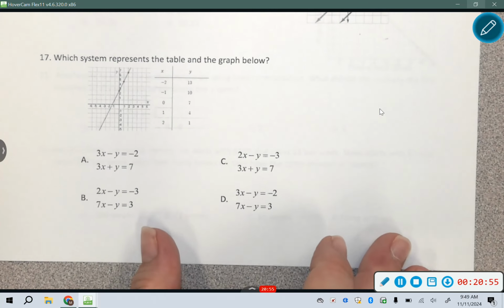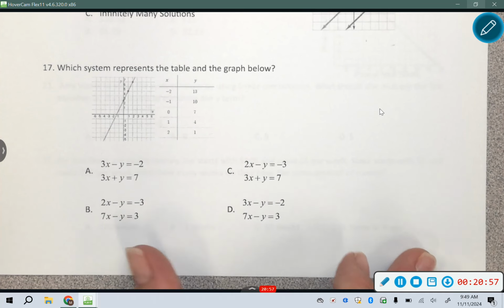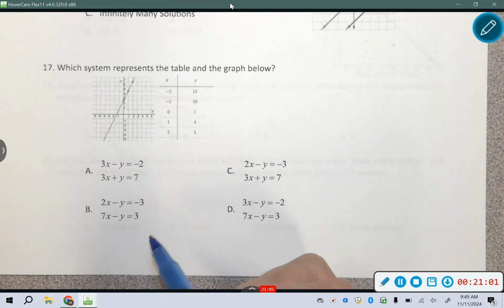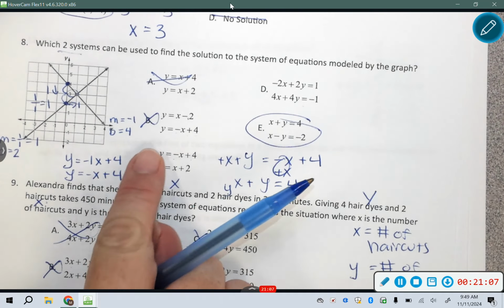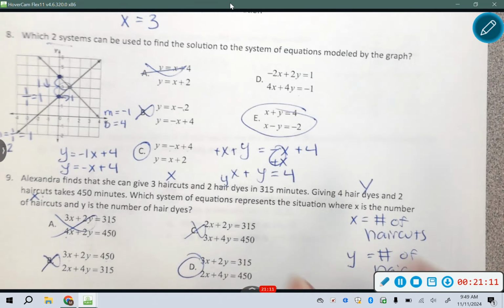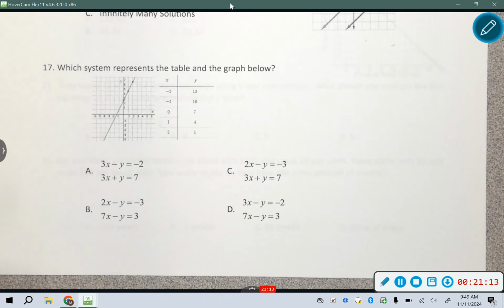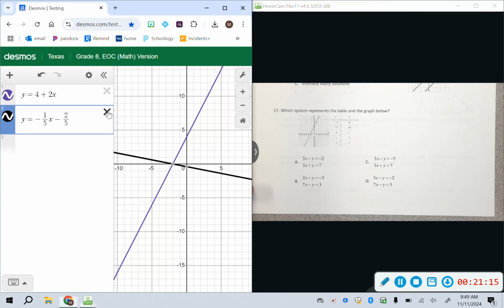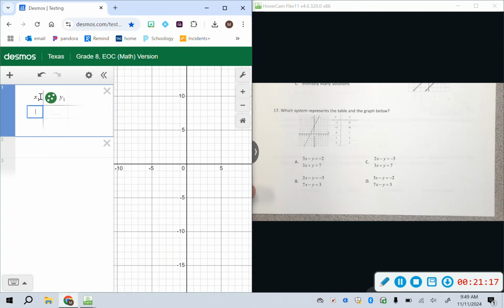Okay, look at number 17. Now this one's going to be a little more tricky. We are going to use our plus sign table. This is kind of like number 8, except it's not asking for the y equals equations, but to find our standard form, we have to find our y equals first. So I'm going to use the plus sign table, and I'm going to type 2 points off of this graph.